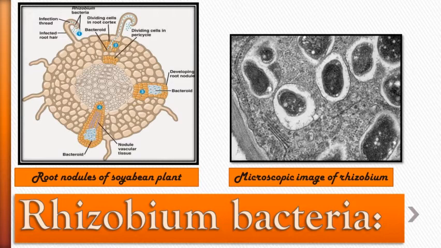So here you can observe the number 1 is written with a blue circle, right? So here the Rhizobium bacteria is entering into the root nodule. You can clearly see that the infection thread is labeled and the infected root hair is also labeled. So first the Rhizobium bacteria is there, and in the second blue circle it is written, dividing cells in pericycle. That means it divides first into the outer layer of the cell. Now in the third circle it is written bacteroid.